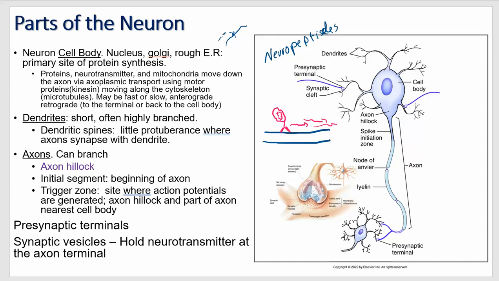And they can move down, and then they can also remove waste products from the other way and bring those back to the nucleus. So it can be fast, slow, or it can be anterograde, which means away from the cell body. Anterograde is toward the synaptic terminal, and retrograde means it's going back to the cell body.